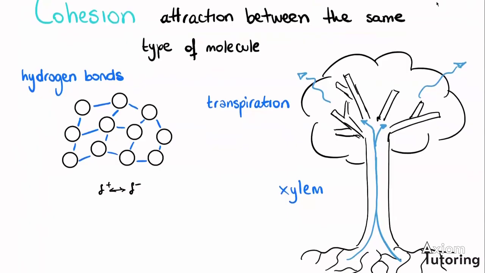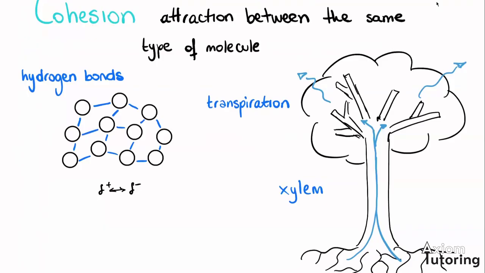As we've seen before, water has a partially positive pole and a partially negative pole. And these partial charges are what attract one water molecule to another, forming hydrogen bonds. And these bonds are what cause water molecules to want to stick together, and we call this cohesion. And in biology, it's incredibly important.